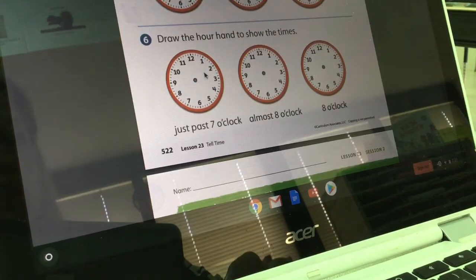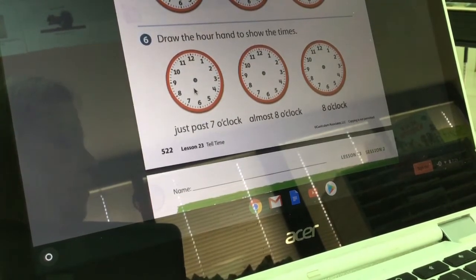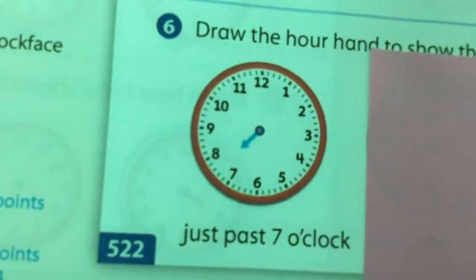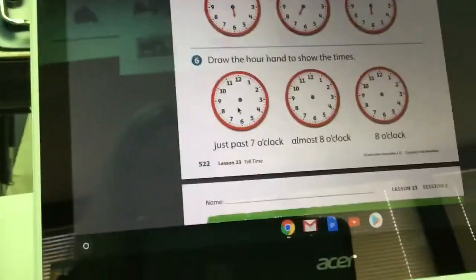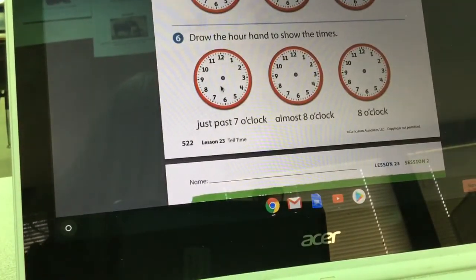Now for number 6, we're going to draw hour hands to show the times. We first need to show just past 7 o'clock. Just past 7 o'clock. Is our hour hand going to be perfectly on the 7? No, because it's just past 7 o'clock. Please draw your hour hand to show just past 7 o'clock. Pause if you need to. I'm going to show you the answer. There we have just past 7 o'clock. It's not on the 7, it's just past the 7.